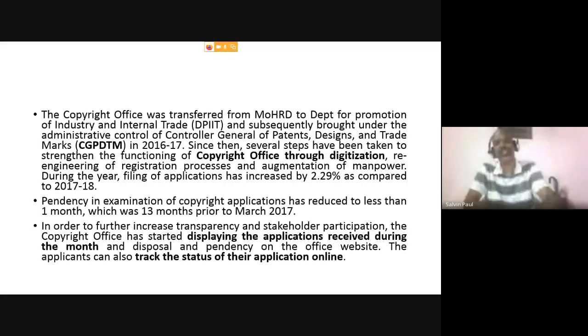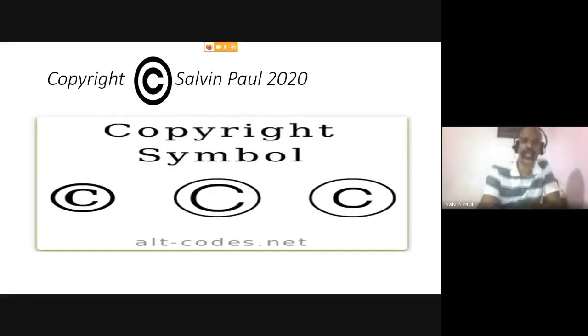Now, the latest is that the application process is also digitalized and manpower is increased. Because of that, earlier, an application was pending for 13 months before you came to know whether you get a registration or not. Today, or recently, it only requires 1 month because of the digitalization and increased manpower. Also, every month the CGPDTM displays the number of applications received and disposed, and you can track the status of your application online.